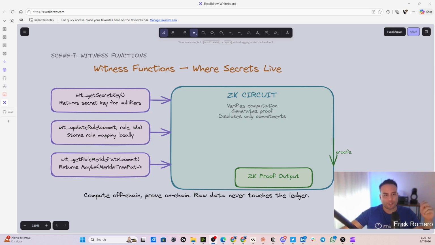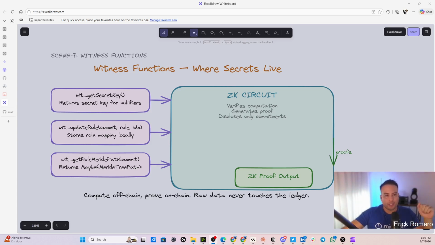Another function, witness update role. When a new role is granted, this witness stores the mapping locally. It's the off-chain database of who has what. The on-chain Merkle tree stores commitments, but only the witness knows which commitment maps to which user-role pair.